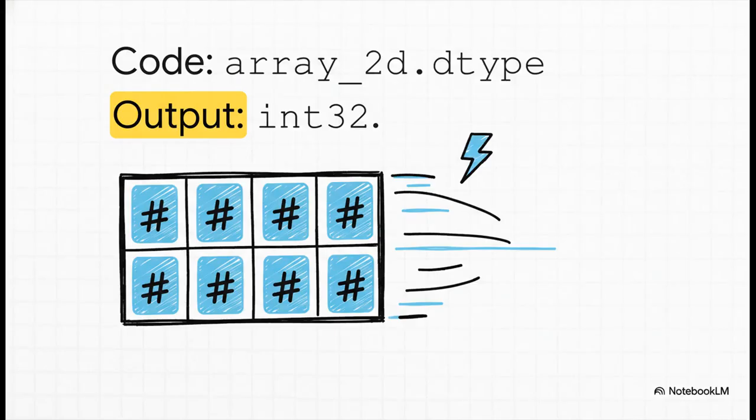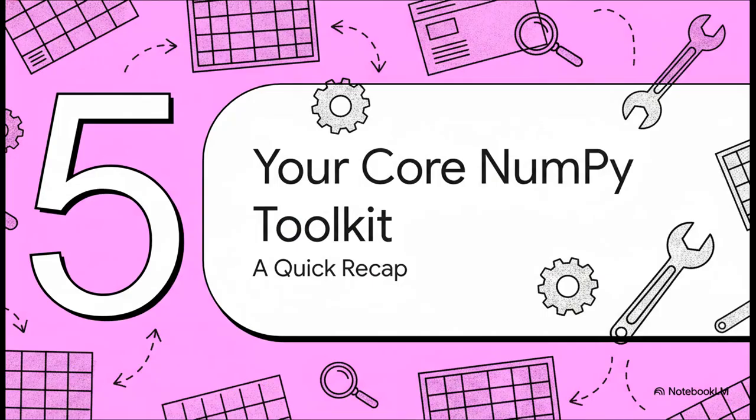And for our final inspection tool, we need to know what kind of data is actually inside our array. The .dtype attribute, which is short for data type, tells us we're working with int32, or 32-bit integers. And this is so important because a NumPy array can only hold one single type of data. Now, that might sound like a limitation, but it's actually its greatest strength. By forcing everything to be the same type, NumPy can do its calculations way faster than a normal Python list ever could.